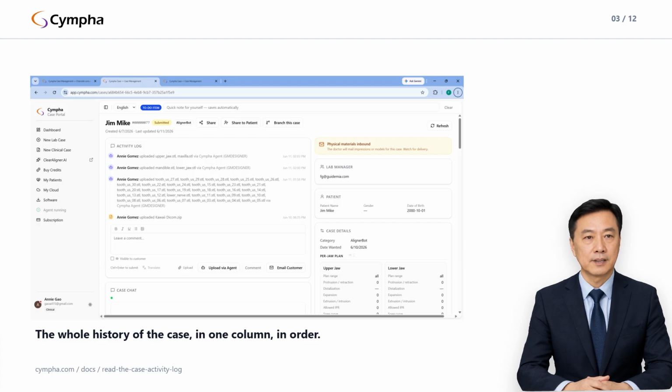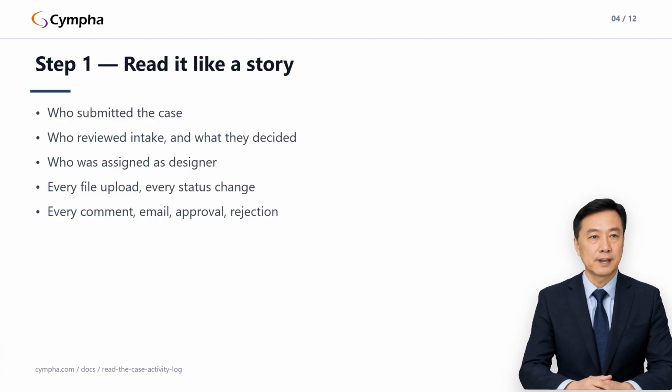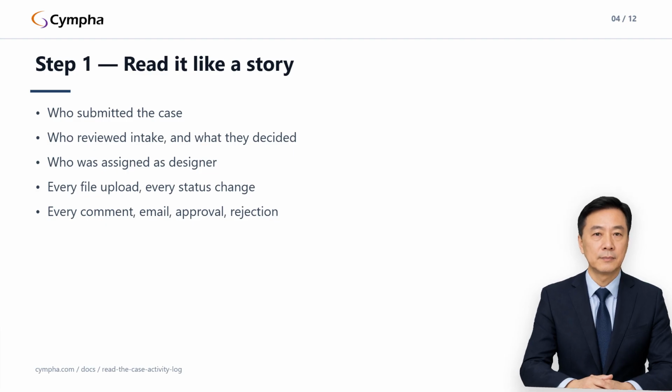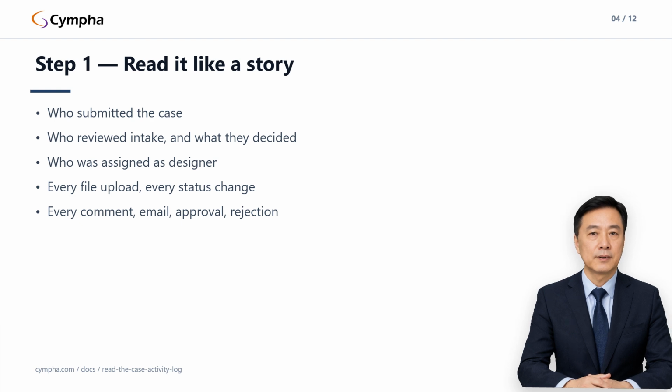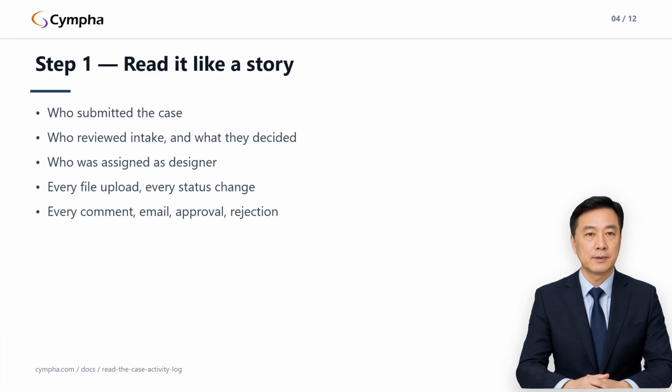Now let's decode the event types, because each one has a distinctive icon and color, and once you know them, your eye finds things fast. A green person plus icon is the case being created, the doctor submitting it to the lab. A blue arrow is a status change. The summary reads from one status to the other, say submitted to intake review or designing to awaiting approval. And when the transition is part of an approval flow, the step name appears in parentheses, treatment plan, for example, so you know which review milestone it was.